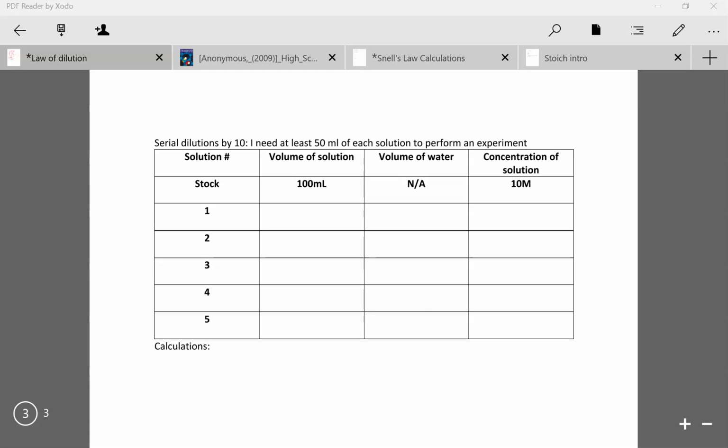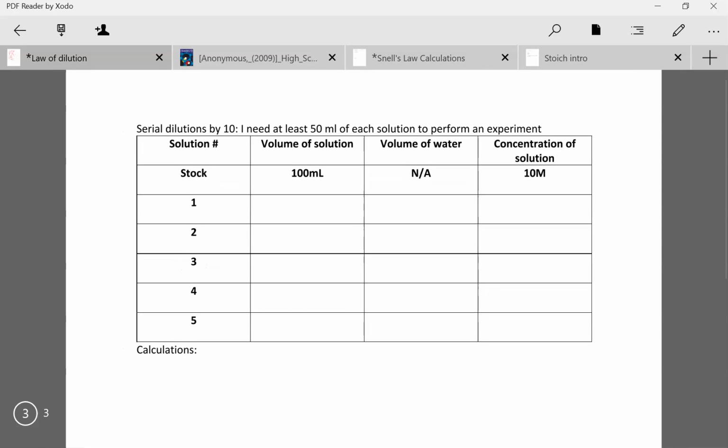So this video is going to be quickly going over how to calculate serial dilutions. For the purposes of the test, I won't be asking you too many complicated questions. This is just good for you to know if you are taking a chemistry course in college, because it's really essential to be able to do serial dilutions in order to calculate different kinds of things in chemistry.